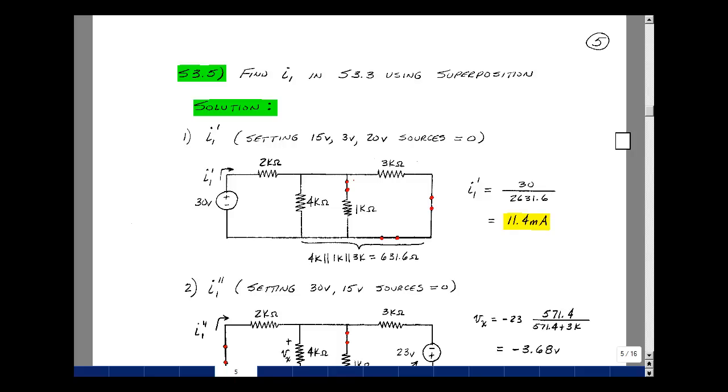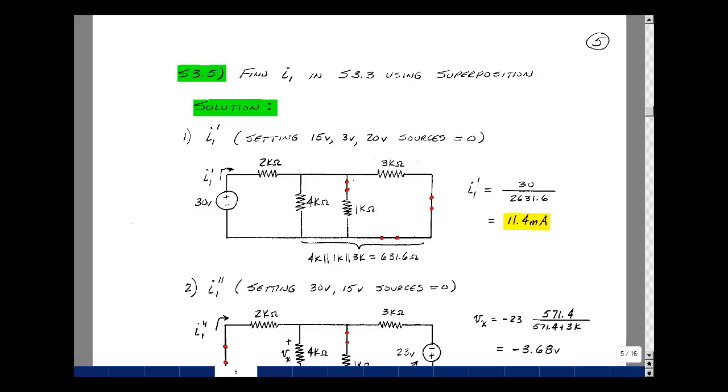This lesson deals with supplemental problem 3.5. You can find this problem in the ECE201 ebook in the Chapter 3 Supplemental Problems on page 5. Let's solve for the current I1 in supplemental problem 3.3, this time using superposition.